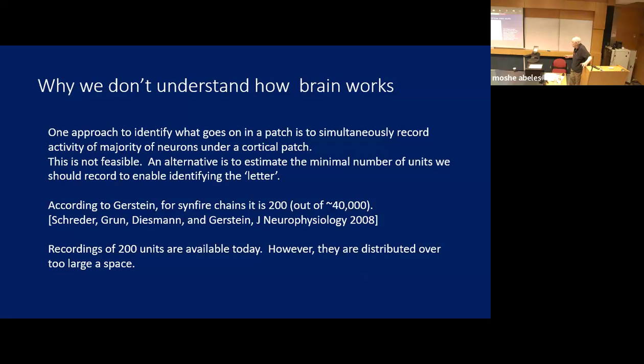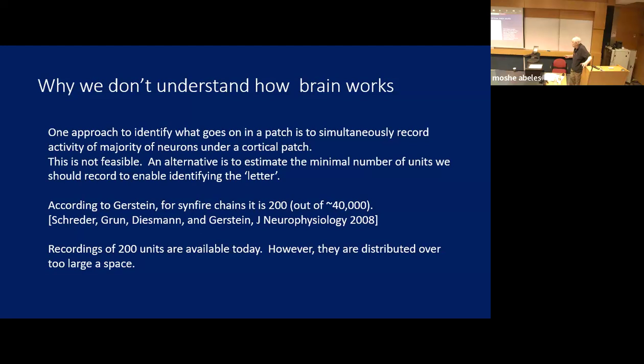So let's try to understand what we can do for the cortex. If we simultaneously record neurons in a patch, we might try to understand what the patch is computing and what its output is representing. From all the combinations of the 260 neurons that project from the patch, only a few would return again and again. Those can be thought of as letters of the brain alphabet.